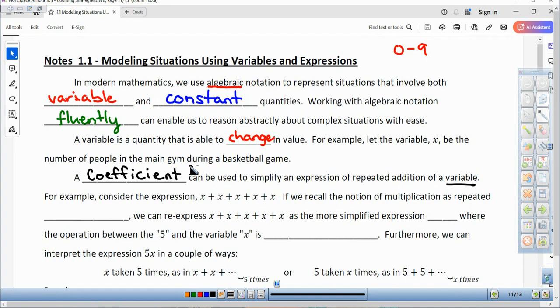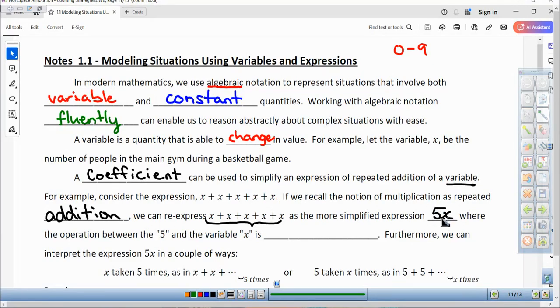It makes us more efficient. Instead of having x plus x plus x plus x plus x, if we recall the notion of multiplication as repeated addition, we can re-express this and write it simply as 5x. And that means we're doing 5 times x. That means we're doing x added to itself 5 times.